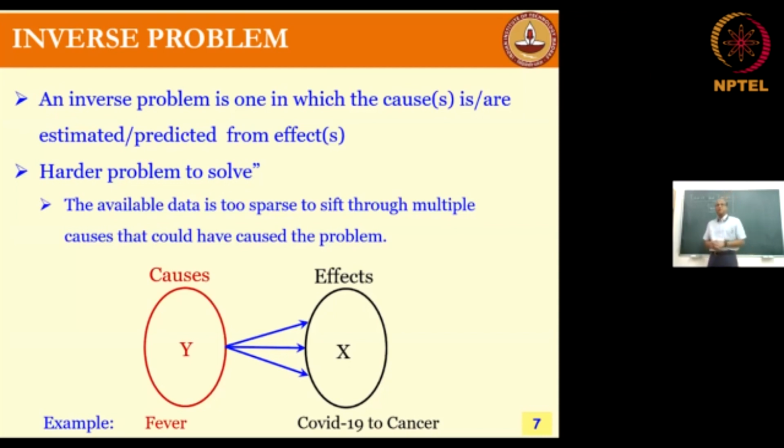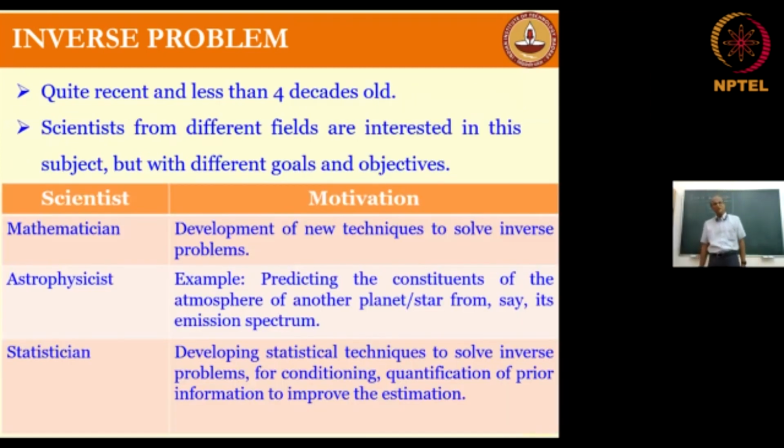Sometimes the available data is too sparse to sift through multiple causes. There can be multiple causes that could have caused the effect. That's what is happening right now. Inverse problems are quite recent, less than 4 decades old. Scientists from different fields are interested in the subject, but with different goals and objectives.